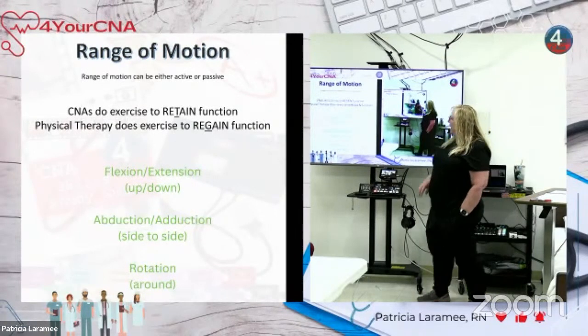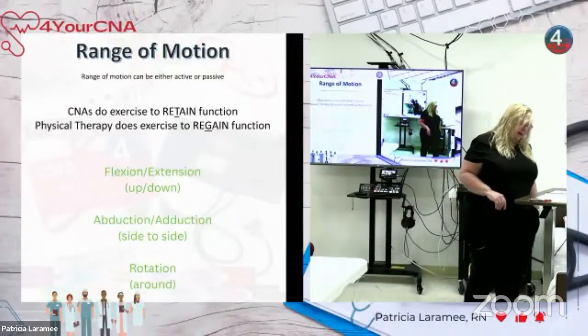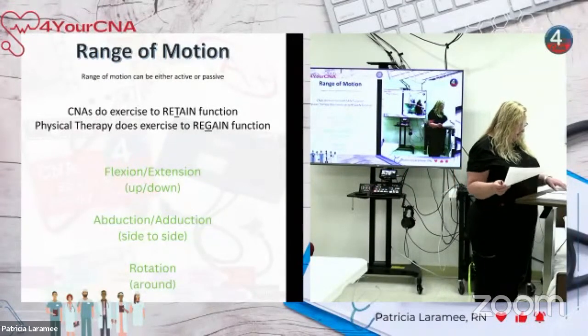So I want to remind you, our first skill today is range of motion, elbow and wrist. So page 55.